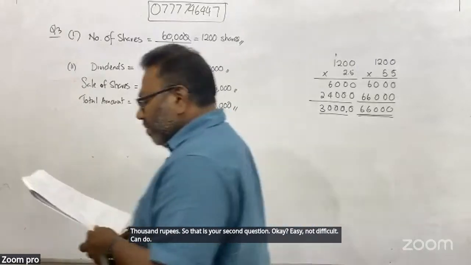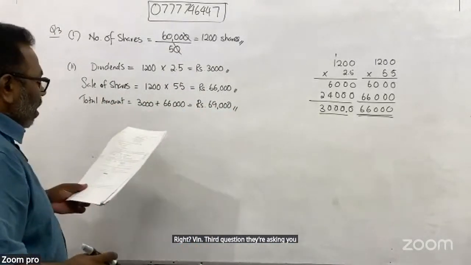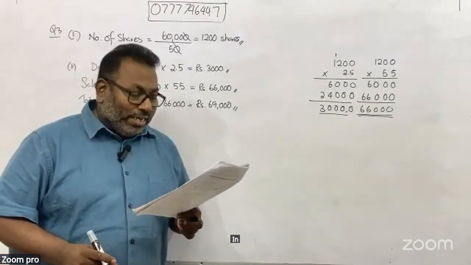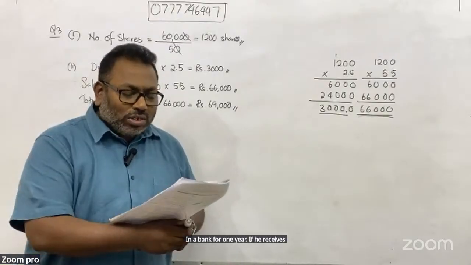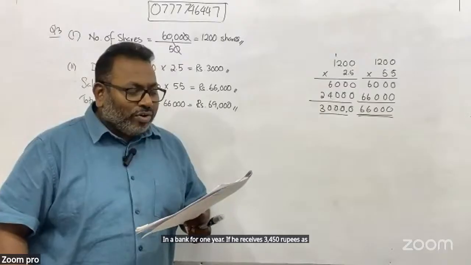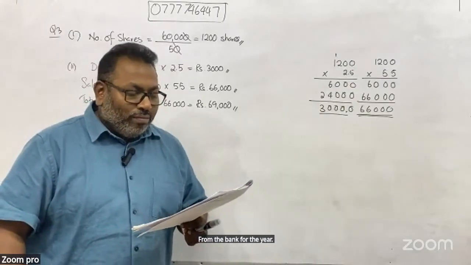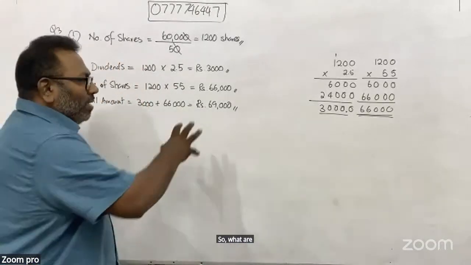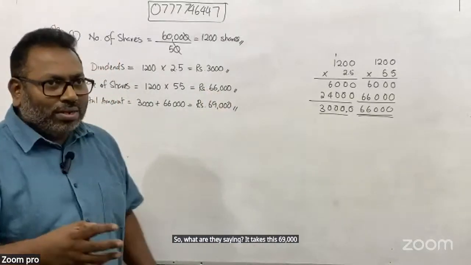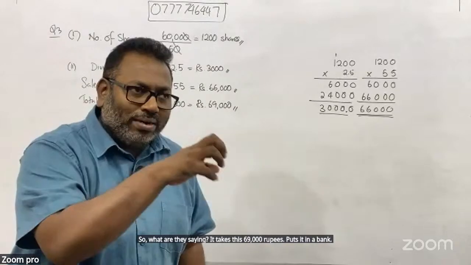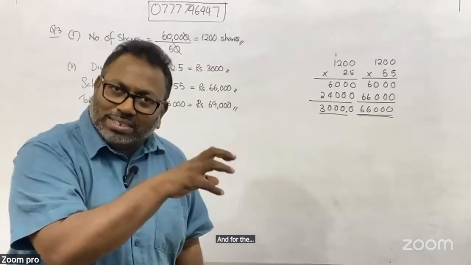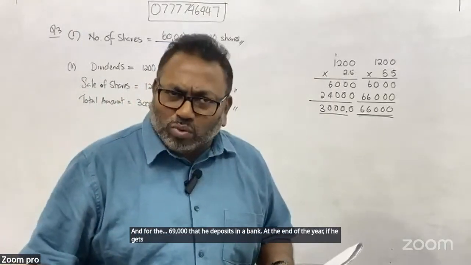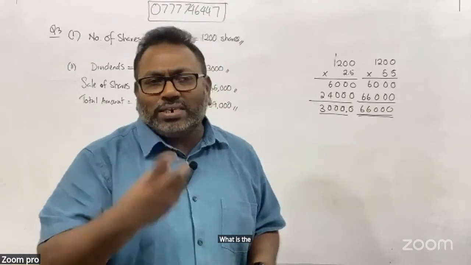Right? Then the third question they're asking you is Aruna deposits the total amount he gets in a bank for 1 year. If he receives 3,450 rupees as interest from the bank for the year, what is the annual interest rate the bank pays? So what are they saying? He takes this 69,000 rupees, puts it in a bank, and for the 69,000 that he deposits in a bank, at the end of the year, if he gets 3,450 rupees, what is the rate of interest that he is receiving?